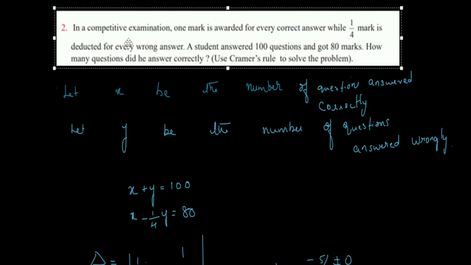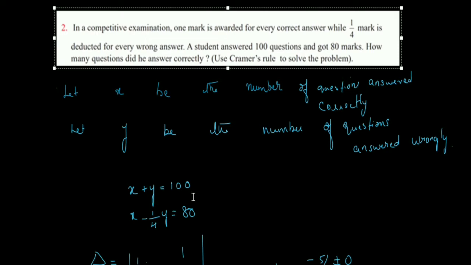So first let us define the variables x and y. What is x here? How many questions did he answer correctly? So let x be the number of questions answered correctly, and y be the number of questions answered wrongly. We don't want y because the question asks how many he answered correctly. That means they asked only x.